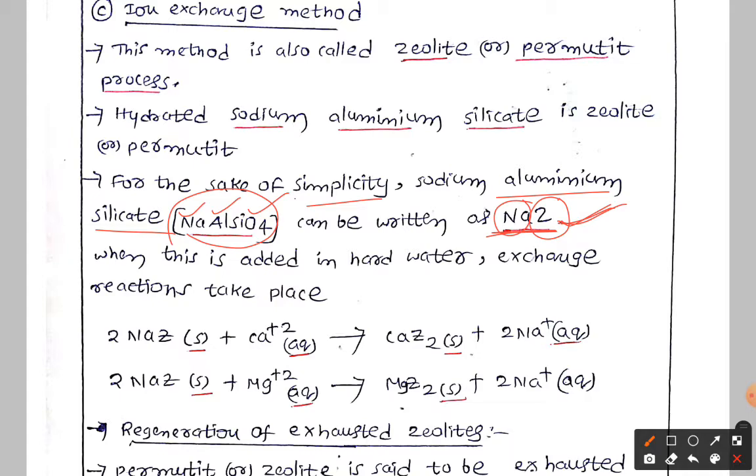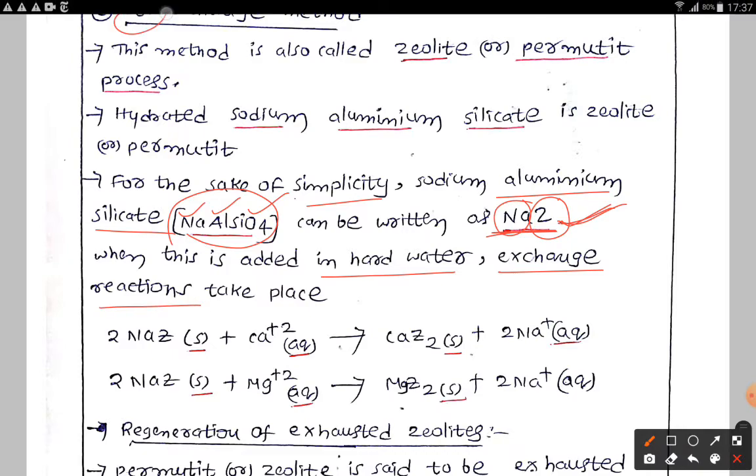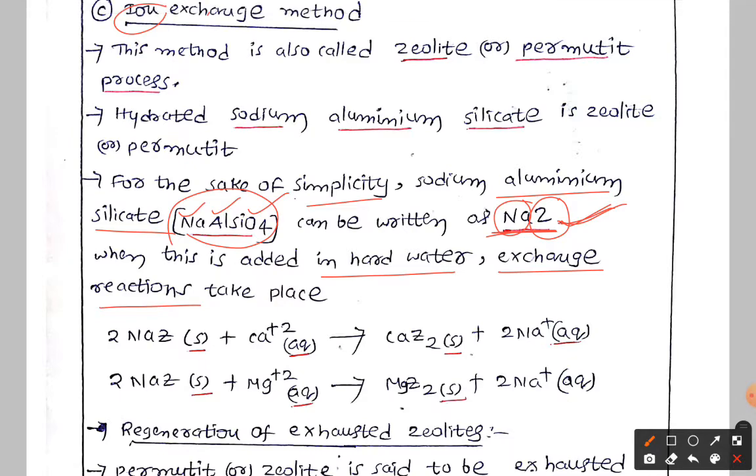So now let us see the equation. When you add hard water here, an exchange reaction takes place, as the method's name itself says, ion exchange. Let us see how it happens. Here we have the zeolite with sodium ions. These sodium ions are going to exchange with calcium ions. So now the calcium comes in and the sodium ions come out.